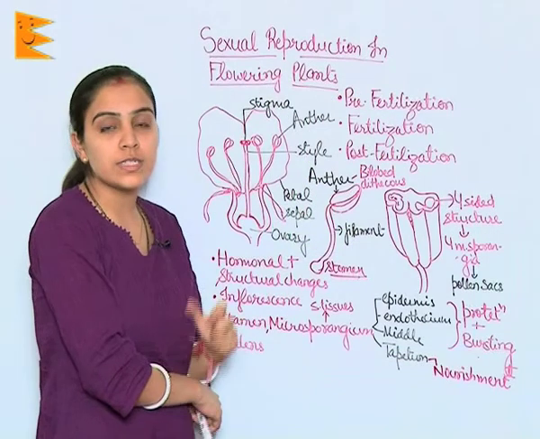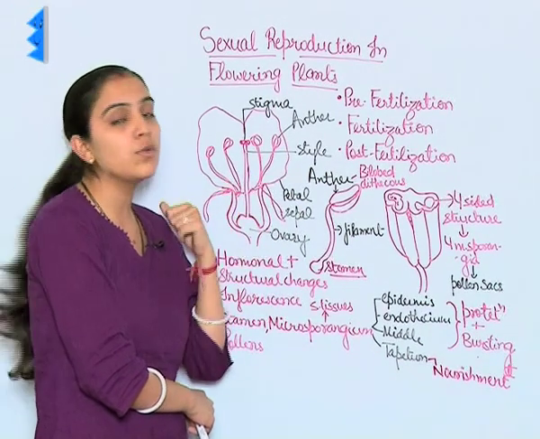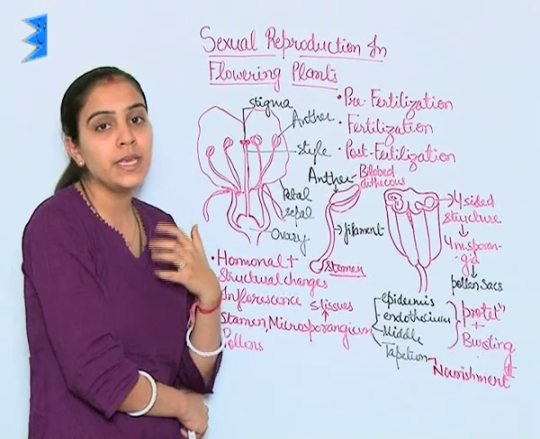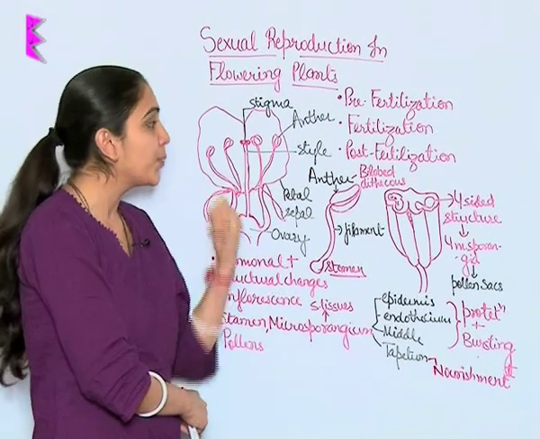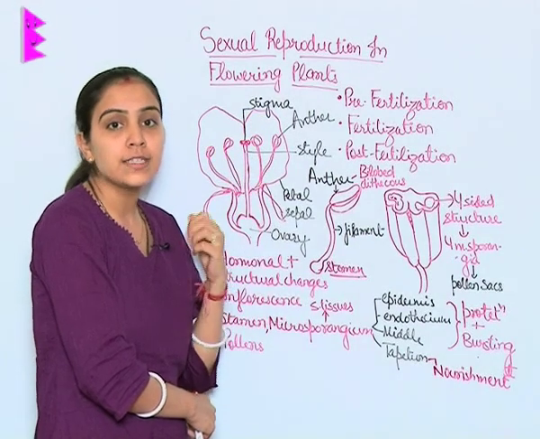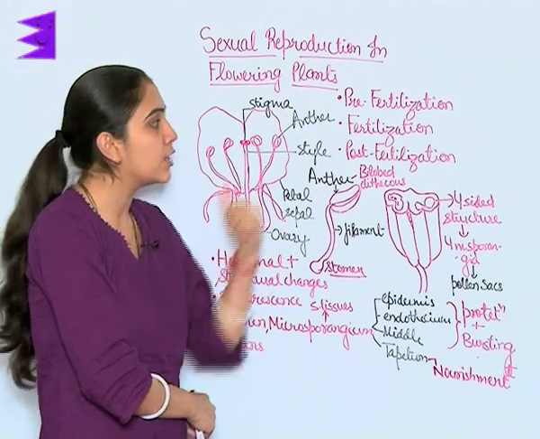Flowers have been closely associated with human beings since long because we use flowers to convey our feelings, be it happiness, be it joy, be it sorrow. In this chapter, we will be studying the morphology, structure and process of sexual reproduction in flowering plants.